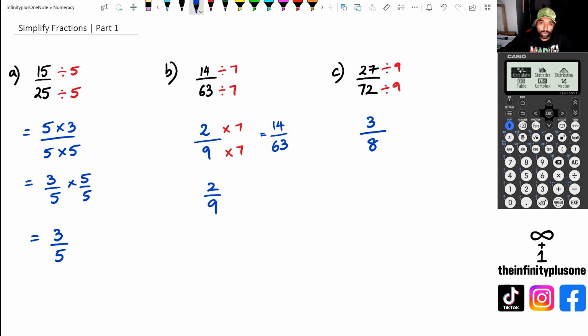In the next video, we'll be having a look at some different combinations of these questions. But anyway, that is just a quick short little video to show you how to do some basic simplifying of fractions.